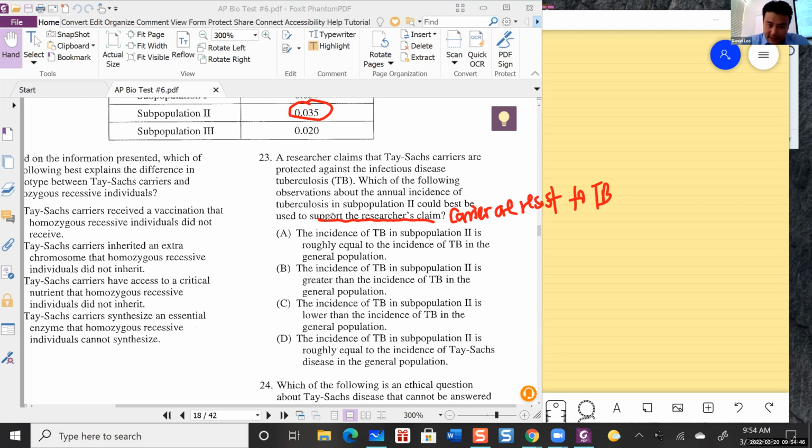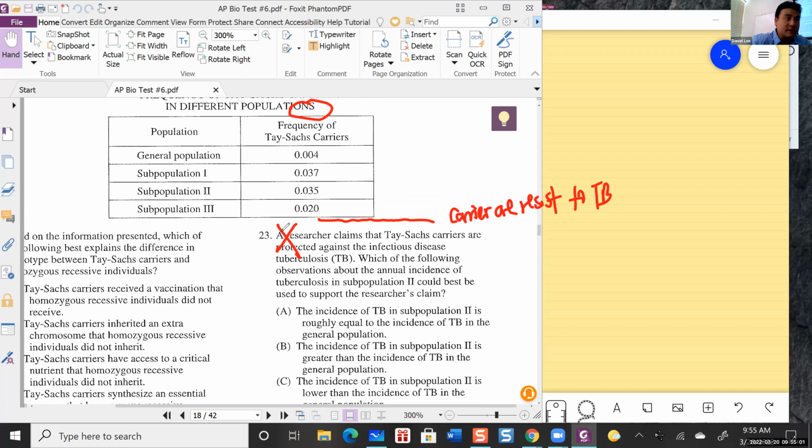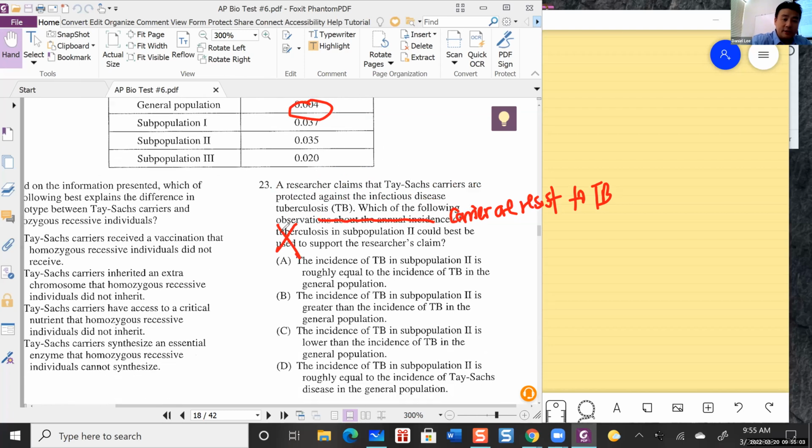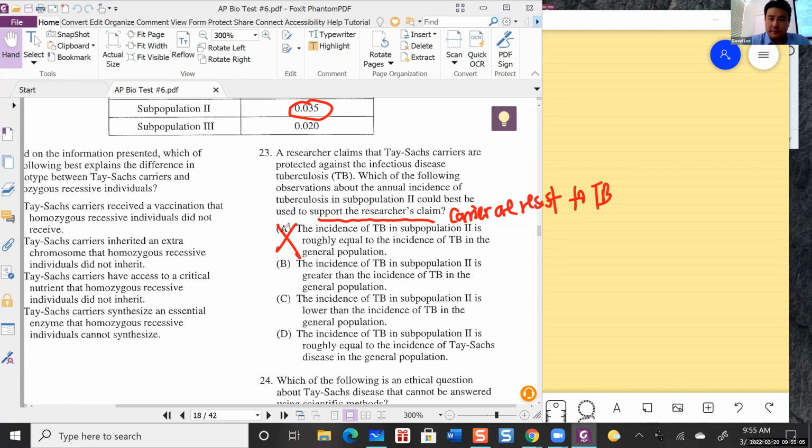There's another way. So the incident TB in subpopulation 2 is roughly equal to incident TB in the general. Well, that is against the fact. That's wrong. The general one, if you see, is only 4.2. Subpopulation 2 is 35. They're not the same. So this is just something that is tossed away. So this is a giveaway.